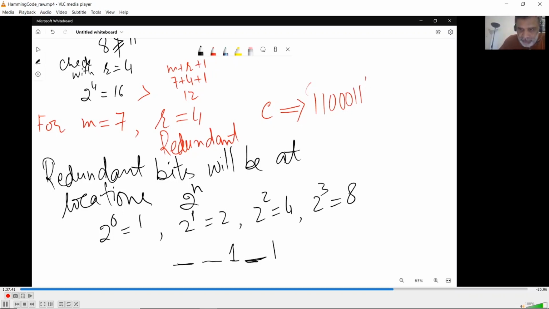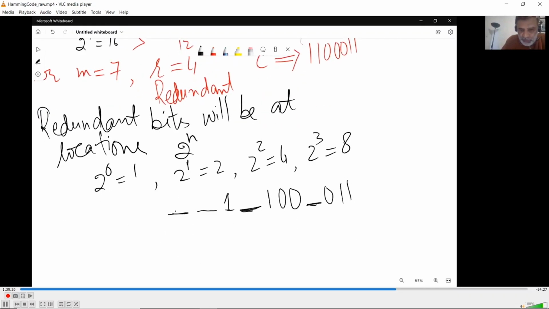Then we have 1, which is the second one. 1, 2, 3, 4, 5. The 6th is 0, the 7th is 0. Again, there is a bit which we have to find. And then we have 1, 0 again, and then 11. So if we count how many total bit positions we have now, 1, 2, 3, 4, 5, 6, 7, 8, 9, 10, 11. So we now have 11 bits, and 4 bits are redundant. There is a process to find what these redundant bits would be. That we will see.